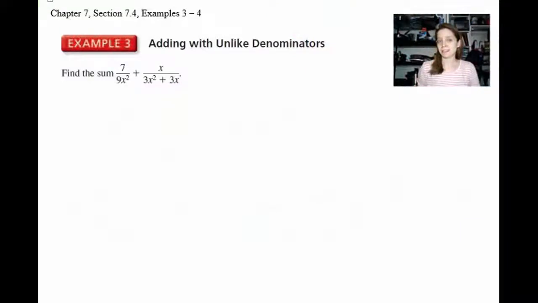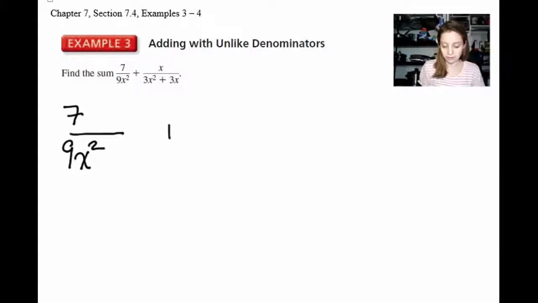Now, some of you might be asking, do I really need to find the least common denominator? Couldn't I just find a common denominator? And you could. And you're going to get the same answer. So I'm going to show you another way to do this problem. Okay, instead of finding the least common denominator, we're going to find the most common denominator. I'm going to rewrite the expressions.